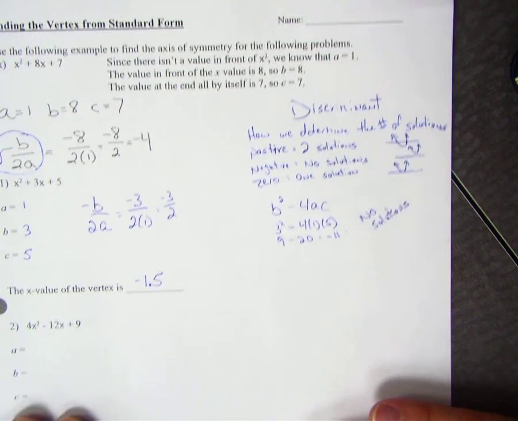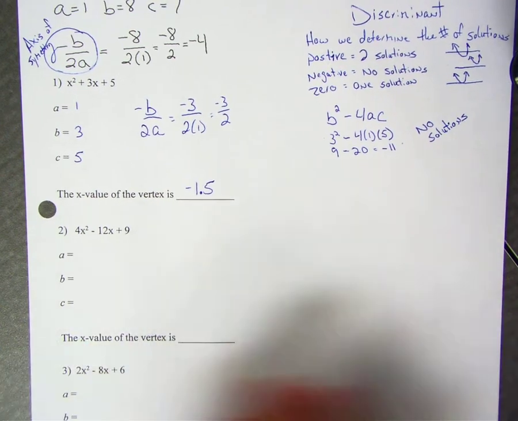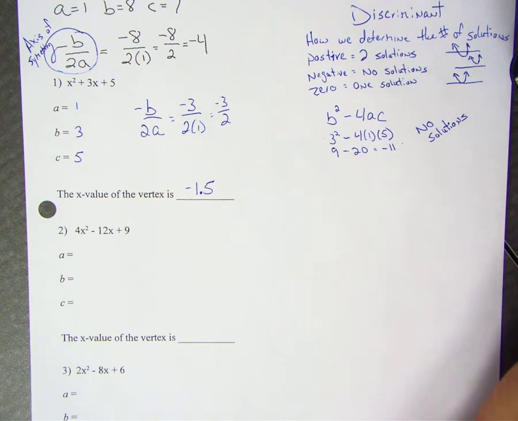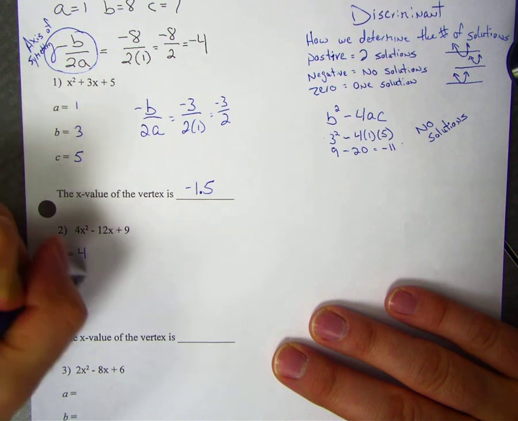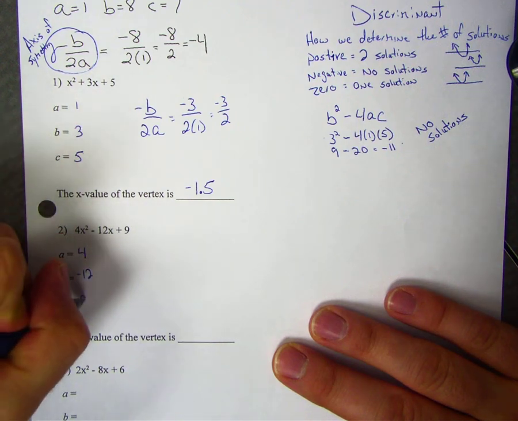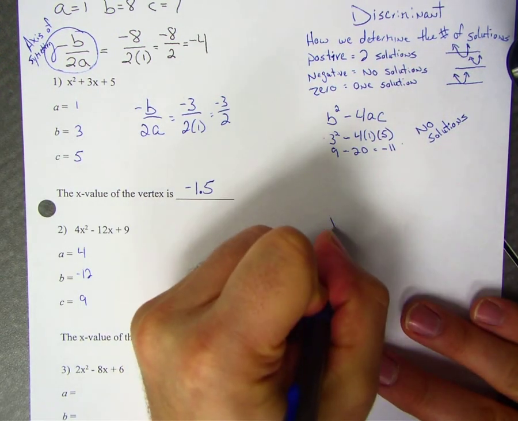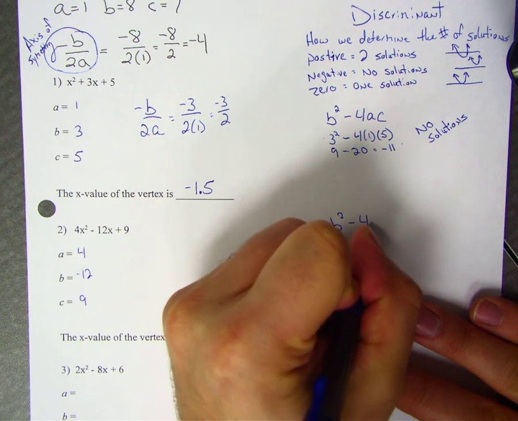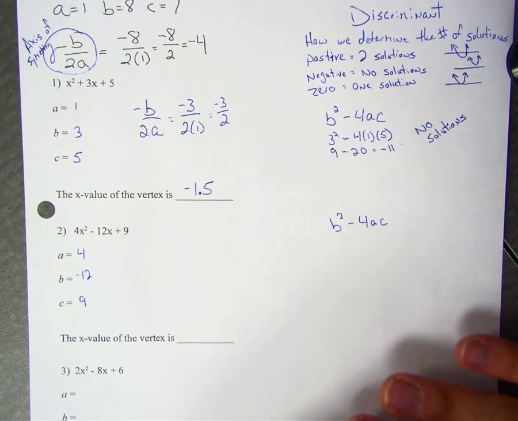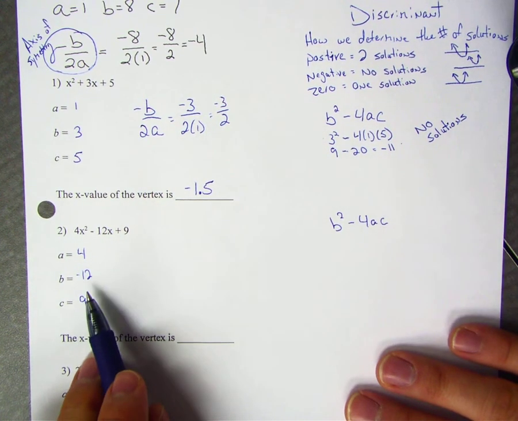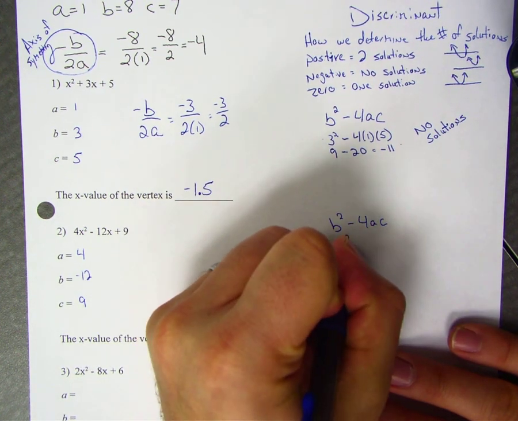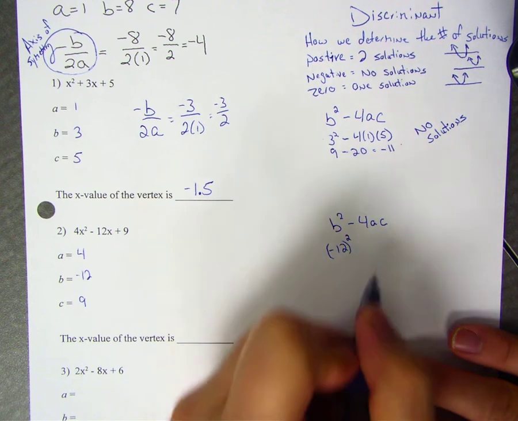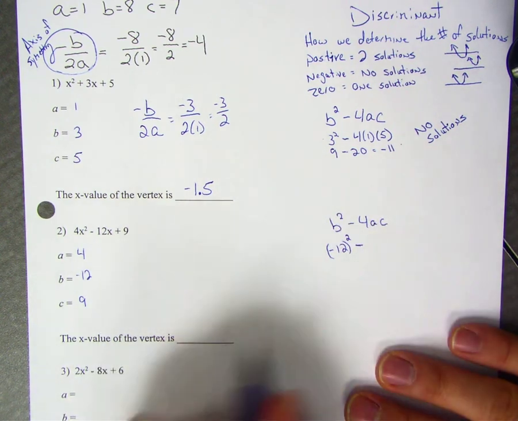Okay, let's try another one real quick. Let's try this one right here. So the A value is 4, the B value is negative 12, and the C value is 9. So let's write that out. B squared minus 4AC. Right? And B is going to be negative 12. So negative 12, I'm going to put that in parentheses squared because we're squaring the negative as well. Which on a side note will make that positive.